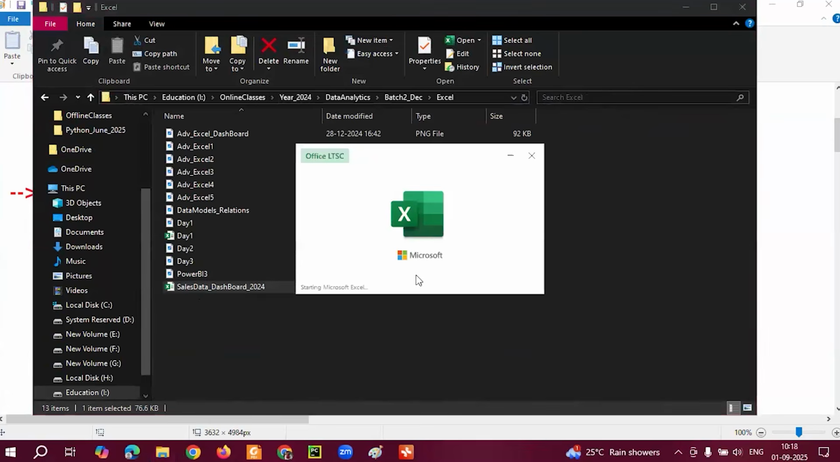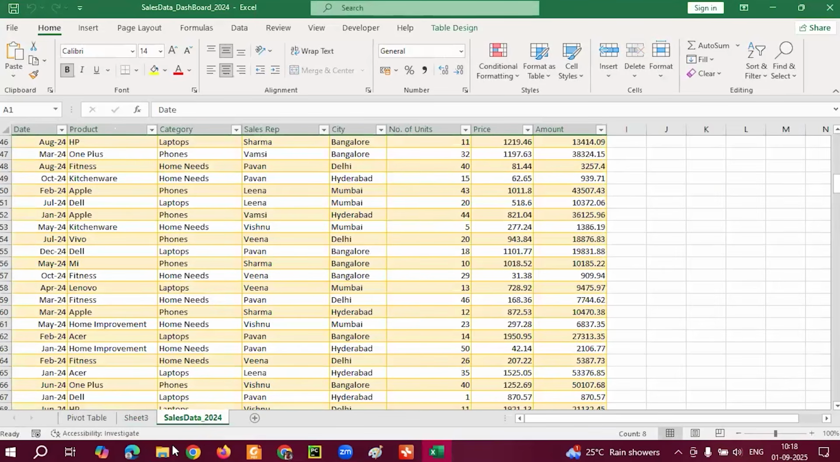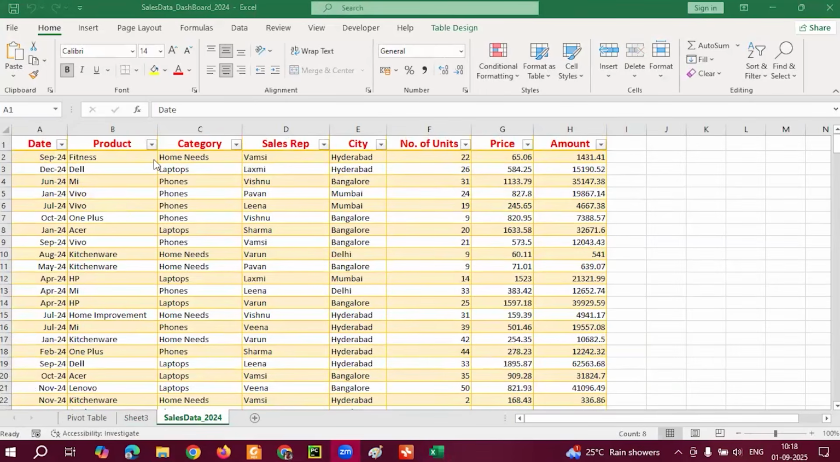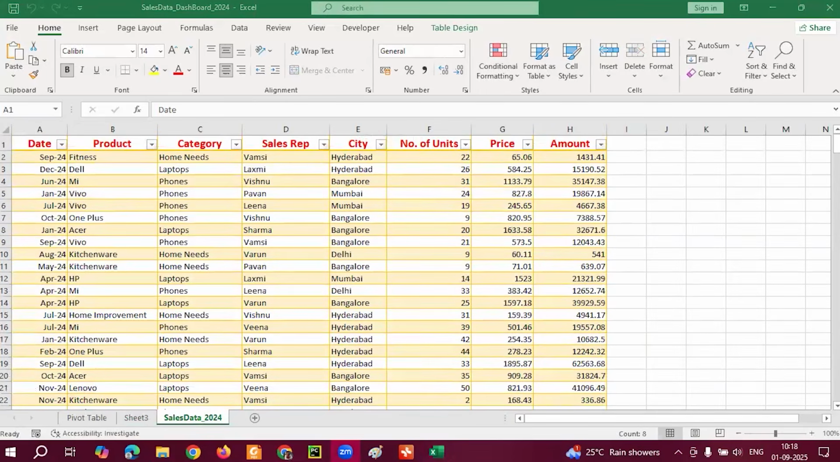Now my target is, sir, in what format is the data available? Excel format, the data is available. Sir, this is my data. So some sales related data is available. This is what: sales date, product, category, sales representative. This is your sales related data.